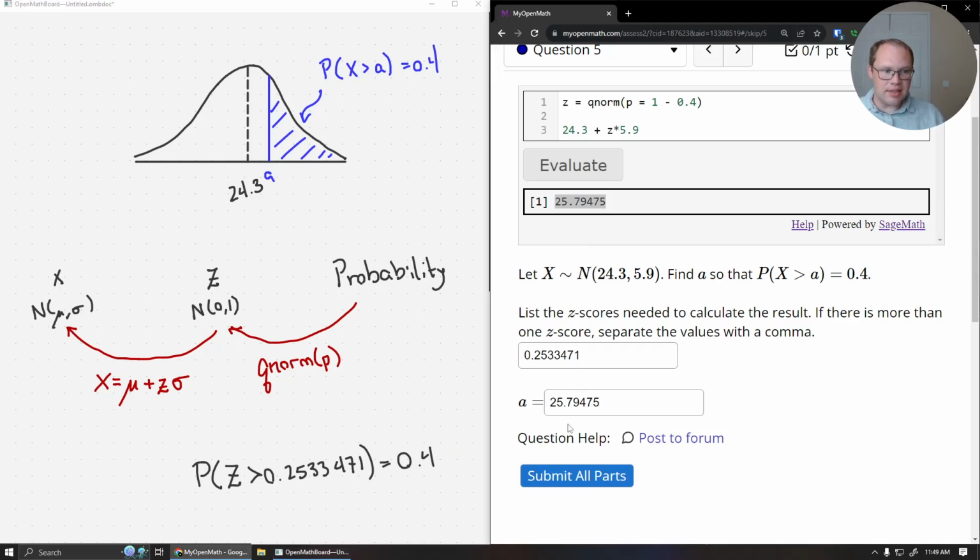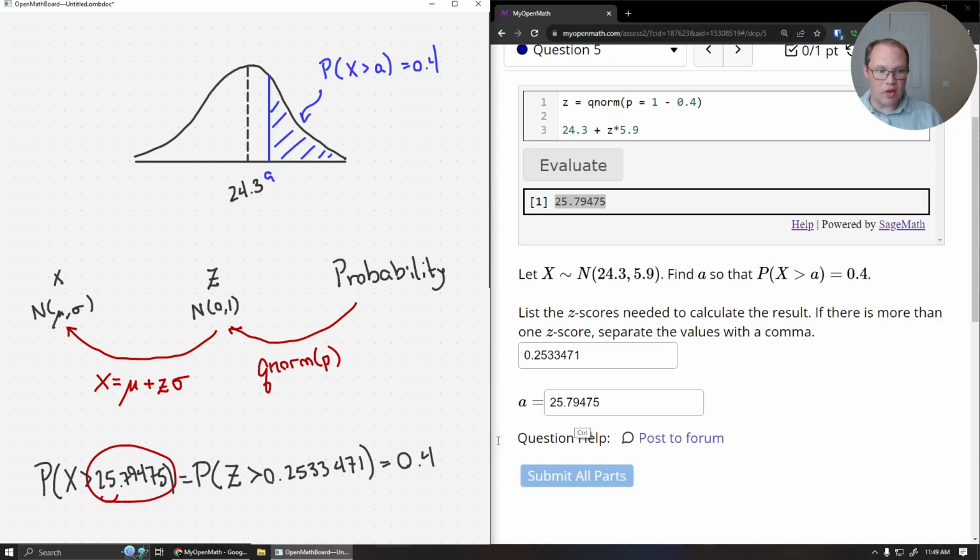That is the value of A that I'm looking for. That means that the probability that x is greater than 25.79475 is equal to 0.4. That means this guy is what I'm looking for. That's the A.